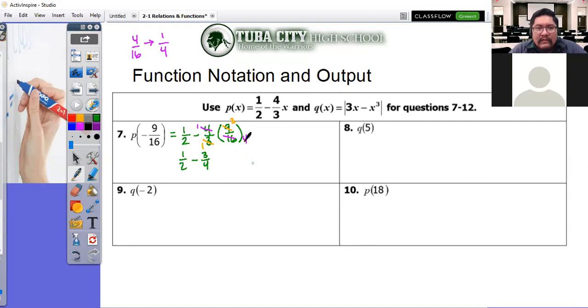3/4. Because that's all that's left. 3 times 1 is 3 and 1 times 4 is 4. So 3/4.